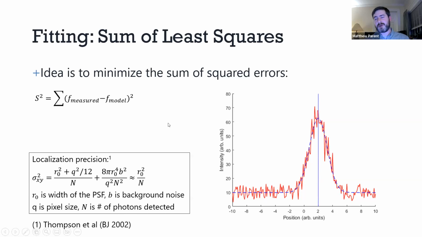And if you pick the right pixel size and you have low background, this sort of simplifies to r squared over n. So it scales with the number of photons. So more photons, better fitting in general, and lower background, better fitting. So you really want a bright molecule with low background in order to get the best possible accuracy.